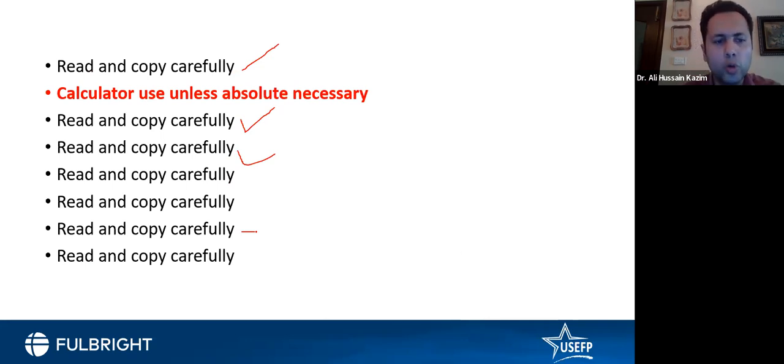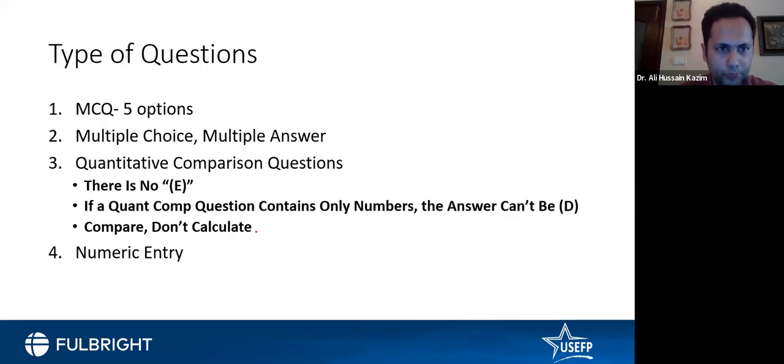The calculator that you have in the GRE exam is similar to the calculator we have in our laptop. So how many times have we used our laptop's calculator? Not many, because it's not user friendly. Similarly, the computer calculator in the GRE exam is not that friendly. So use it to calculate the final answer. If you have solved everything and you're at the final answer, or you just need it to compute one thing, then use it. Otherwise, don't. So read and copy carefully is the most important instruction.